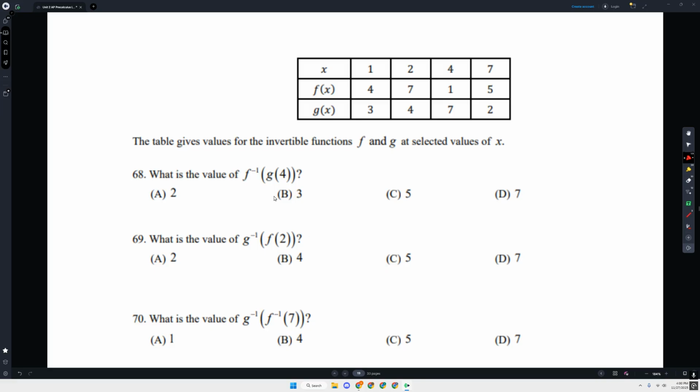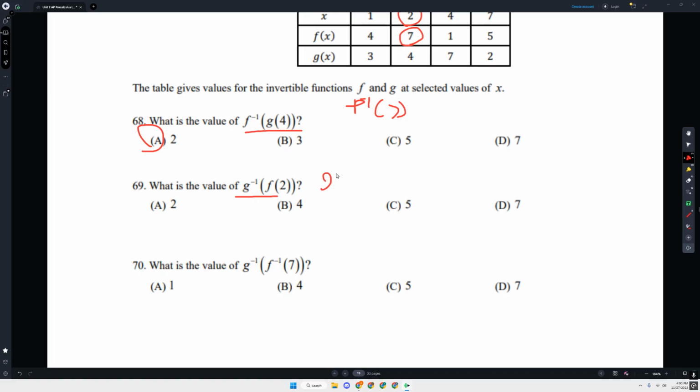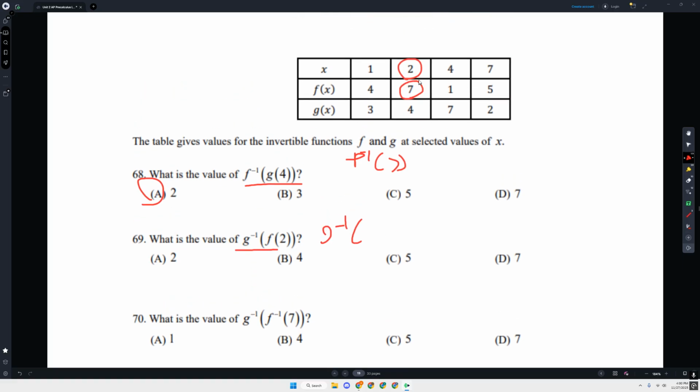From there, we're doing inverse tables. We're going to say what g of 4 is. G of 4 is 7. And f inverse of 7, we look at where 7 is, and that means we get 2. From there, we have g of -1, and this is looking at f of 2, which should be 7. And the inverse of that would be 4. And then we're looking at the inverse of 7. We're going to go to 7, and we're going to go back to find x. So that would be 2. And then from the inverse of g of 2, we're going to go back, which means we'd be looking at 7.